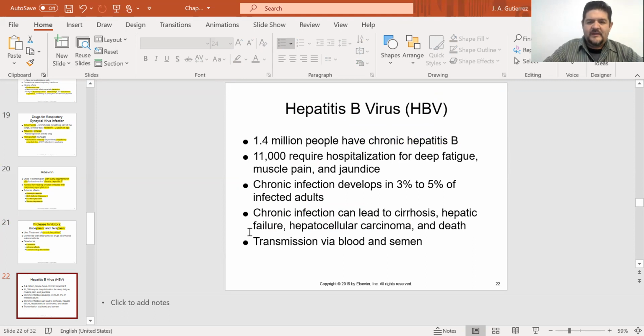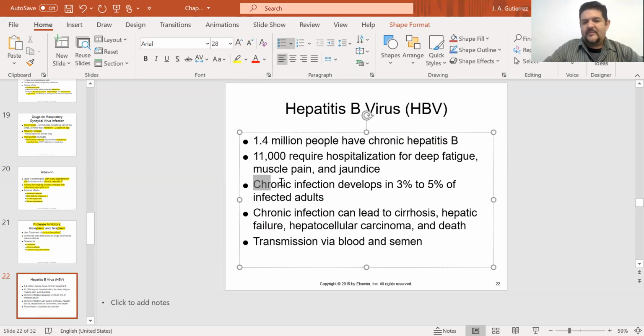Regarding hepatitis B, it's a chronic infection also. We can find it a lot in adults. And the problem, like I mentioned before, with viral hepatitis is that they progress to cirrhosis, liver failure, and cancer.